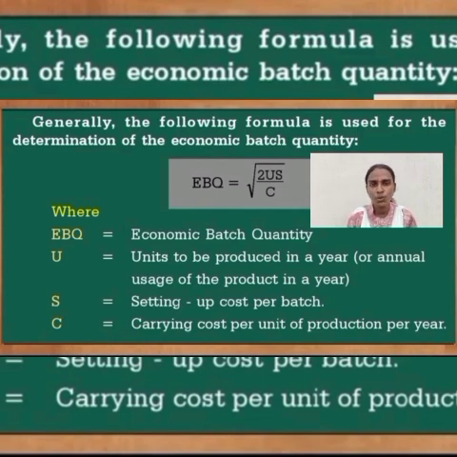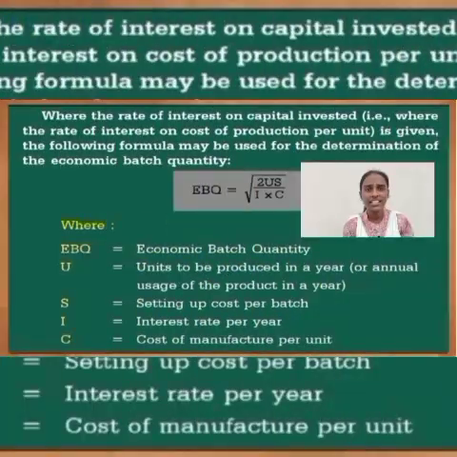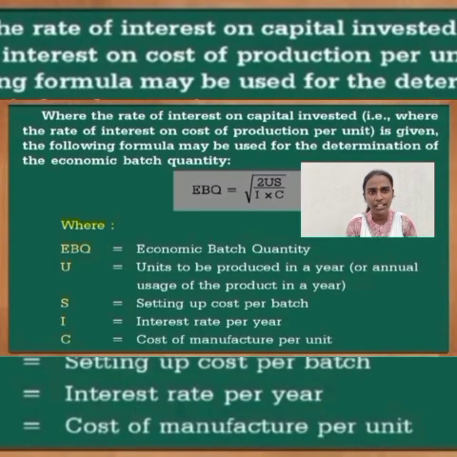U refers to the units to be produced in a year, or annual usage of the product in a year, and S refers to the setting up cost per batch. C refers to the carrying cost per unit, production per unit. That is where the rate of interest on cost of production per unit is given.